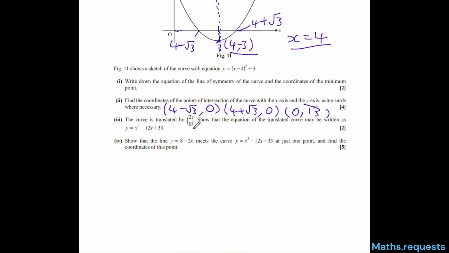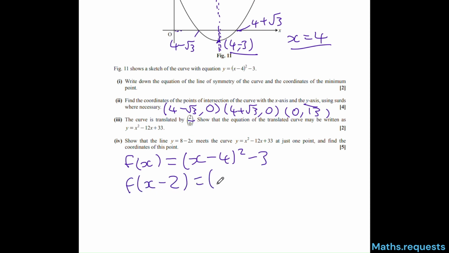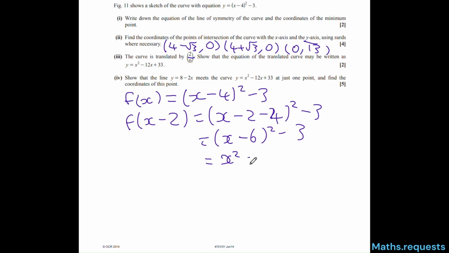The curve is translated by 2 in the positive x direction and nothing in the y direction. Show that the equation of the translated curve may be written as x squared minus 12x plus 33. Alright, if we write in terms of f(x), f(x) equals (x minus 4) squared minus 3, and if it's translated 2 in the positive x direction, it's going to be f(x minus 2), so (x minus 2 minus 4) squared minus 3, which is the same as (x minus 6) squared minus 3. When you expand that, you get x squared minus 12x plus 36 minus 3, and then you can simplify that into x squared minus 12x plus 33, which is this.